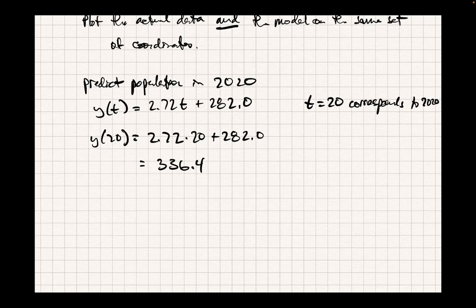Yeah, that's only half credit. Why? Because you need your unit. Fix it. 336.4 million. That's not true, right? Not that many people in the United States in 2020.